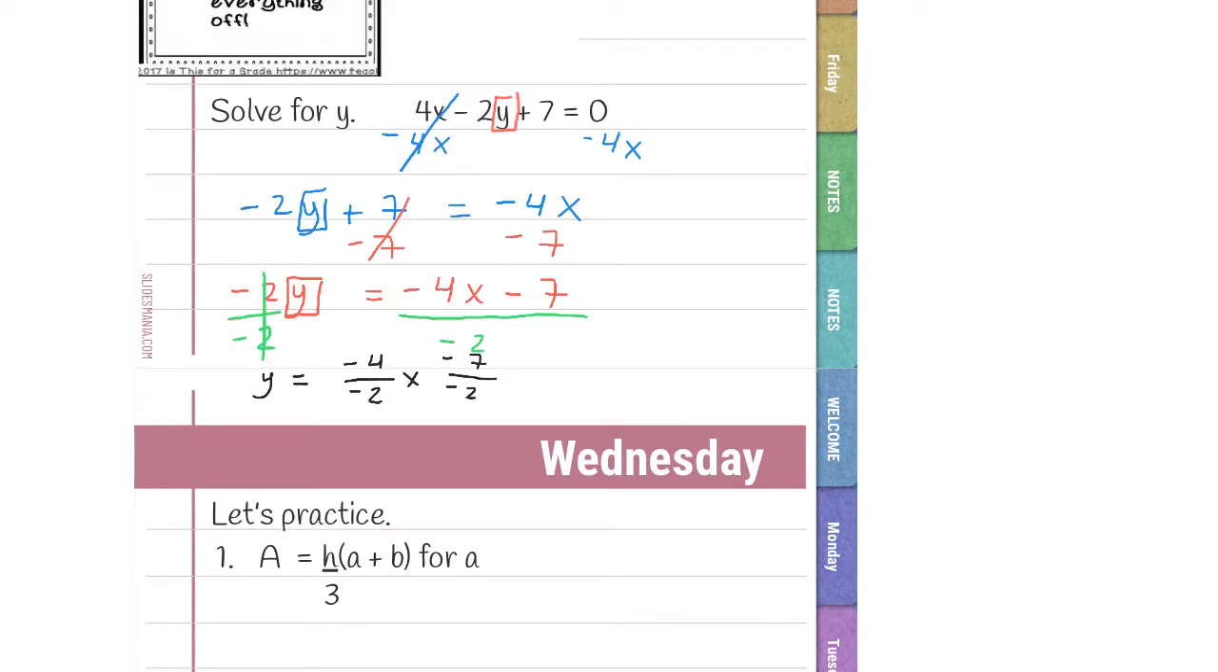So I'm going to have y. Let me switch the color on that. We're going to have y is equal to negative 4 divided by negative 2 reduces to positive 2. So I'm going to have 2x, and a negative divided by a negative makes a positive, so this is going to be plus 7 over 2. And that is my final answer. Okay, this right here is my final answer.